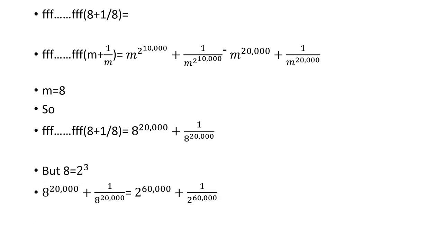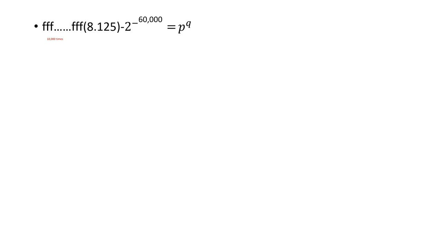But remember, he says that p is a prime number. A prime number is a number which is divisible only by itself and 1. So 8 we can say is equal to 2 to the power of 3. If I substitute 2 to the power of 3 instead of 8 in the above equation, 8 to the 20,000 would be 2 to the 3 to the 20,000. So really it is going to be 2 to the 60,000 plus 1 over 2 to the 60,000.